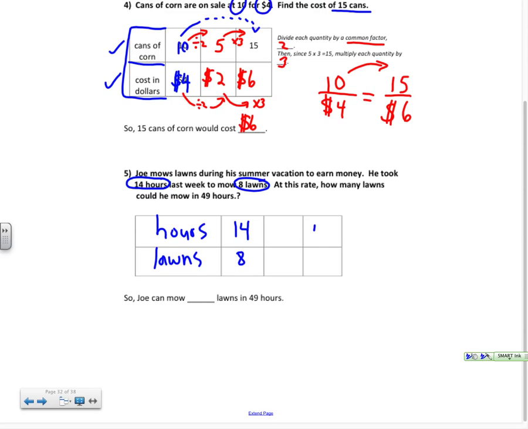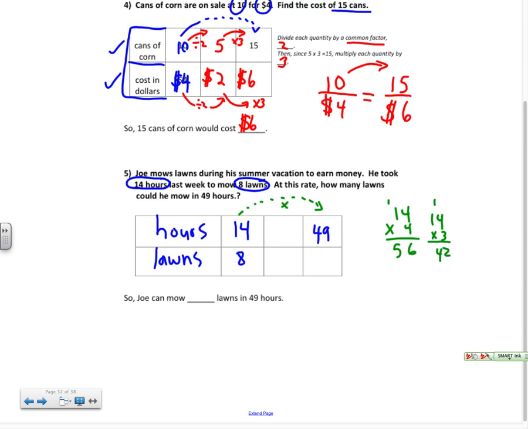I'm going to match that 49 with my top ratio of hours. So is there a way for me to get from 14 to 49 by multiplying it by something? Let me check off to the side. 14 times 4 is 56. That's too big. 14 times 3 is 42. That's too small. So there's no way to get from 14 to 49. So what I want to do is scale back. I want to make that smaller.